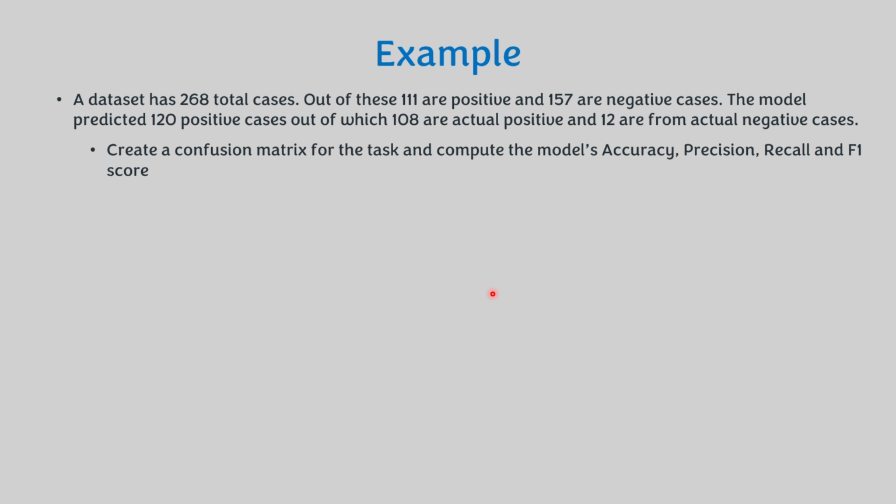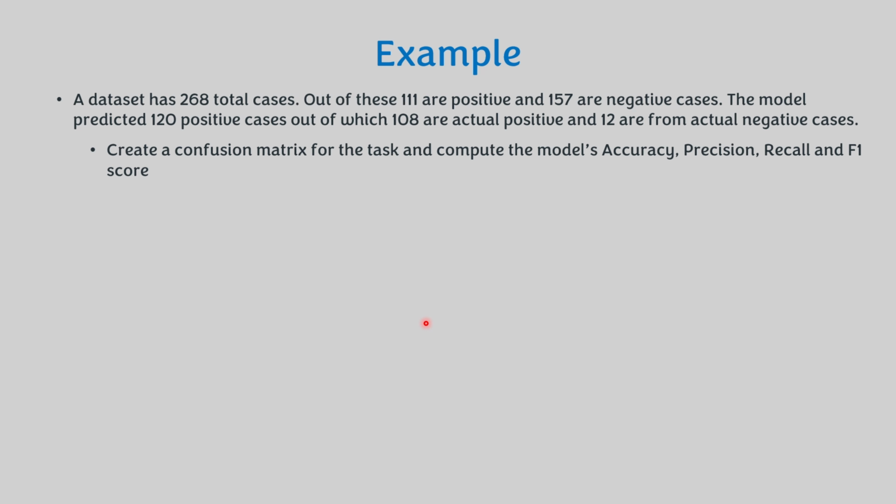So we have an example here. Just try and implement what we've seen. We have a data set with 268 total cases. Out of this, 111 are positive and 157 are negative cases. Our model was able to predict 120 positive cases, out of which 108 are actual positive and 12 are from actual negative cases. So we are required to create a confusion matrix for the task and compute the model accuracy, precision, recall, and F1 score.